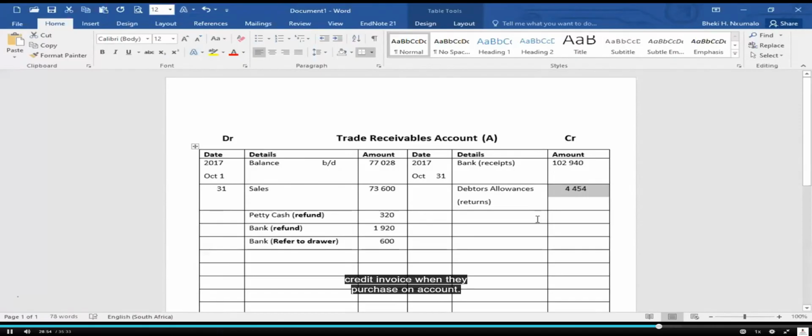Before I ask just a few questions, let me close off this account. Interest charged to debtors. Anyway, it's saying charged to debtors. We charge interest. Why? They pay late. If they pay late, the business charges interest. How do we record that entry? On the debit side, we need to write, this is the interest.